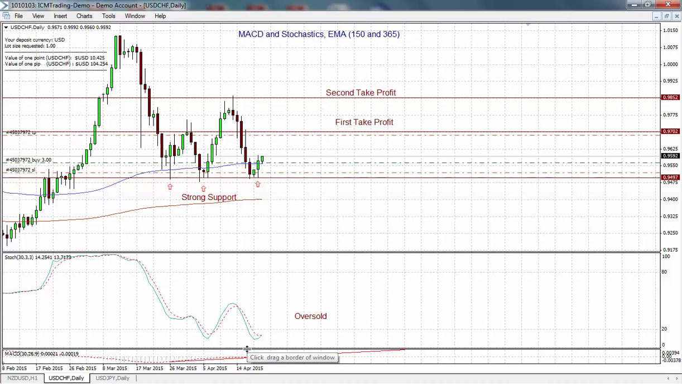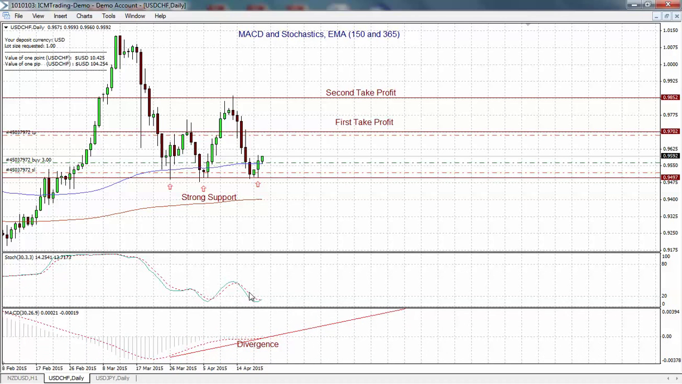You use these as confluence. You use them in conjunction with your price action, your support and resistance. And a lot of times I use stochastics in combination with the MACD. So guys, indicators are subordinate to support and resistance and price action. Don't try to skip steps. That's where people get in trouble. They try to skip steps and use indicators for the wrong reasons.